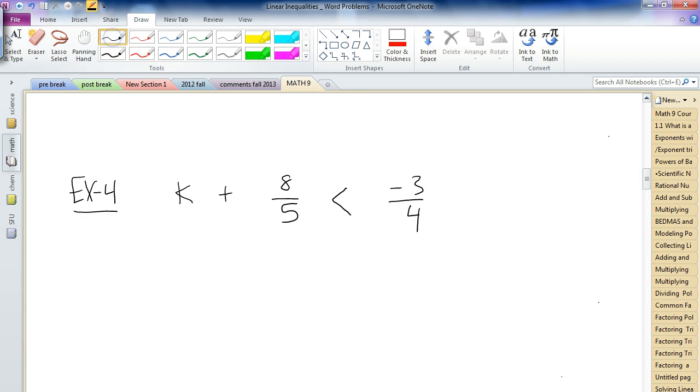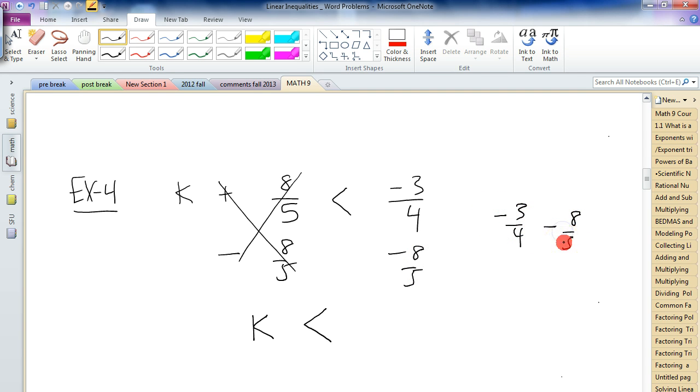How about this one here? K plus 8/5 is less than negative 3/4. K is being bugged by the 8/5. Subtract 8/5, same to the other side. The 8/5 are gone. You're left with K, and negative 3/4 minus 8/5. Do it on the side. Negative 3/4 minus 8/5. Or, if that's not what you see there, then you could think it's negative 3/4 plus negative 8/5. Double sign becomes a negative. Either way, they mean the same thing.